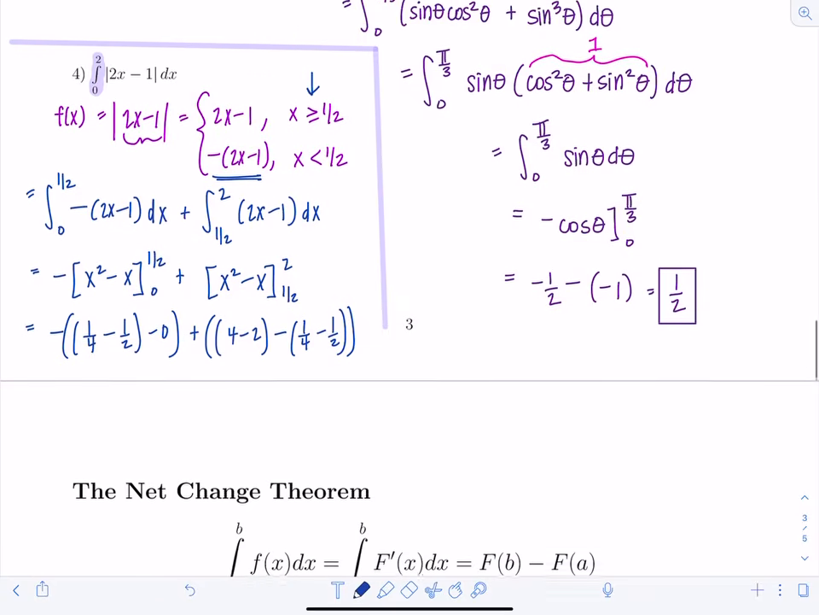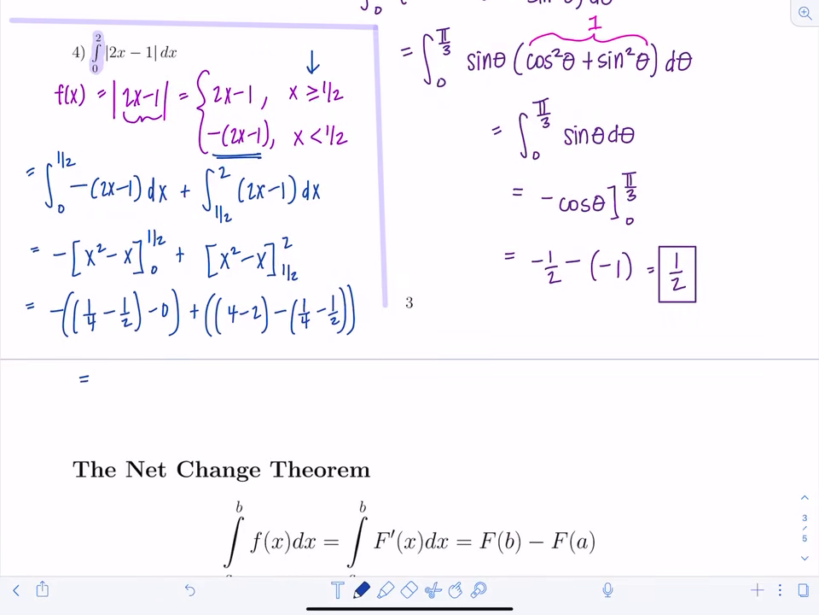Okay, and then I'm going to end up with, well, let's see here. These are the same, aren't they? So that's going to give me a positive 1/4 and another positive 1/4, which is 1/2. And then 4 minus 2 is 2. So 2 plus 1/2 is 5/2. All right, beautiful.